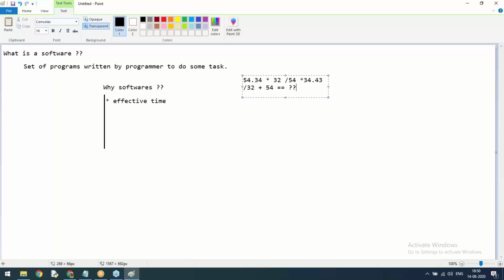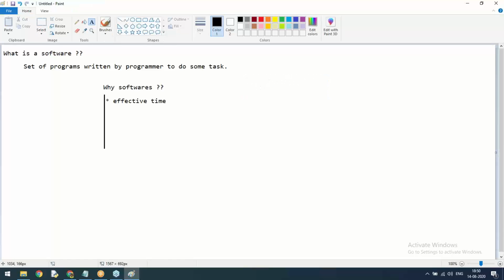Correct or not, sir? Now, how much time will people waste? Half a day will be gone. 2-3 hours will be gone just to do one small job. So the main reason why people started developing, or started thinking about software, is what, sir? Effective time management. Nobody wants to waste time. Everybody wants to use their time in the best way. Correct or not, sir? First thing.